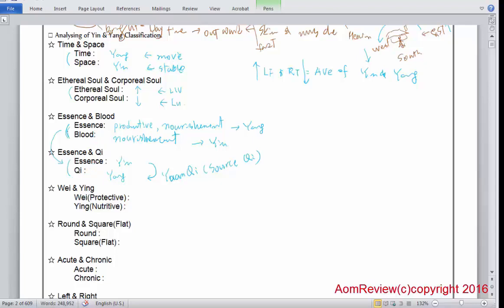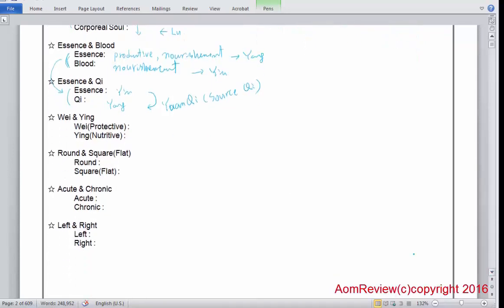So in nature, there's no absolute. When you compare something with something else, it can be yang, and it can also be yin, just like essence. And the next one is wei and ying.